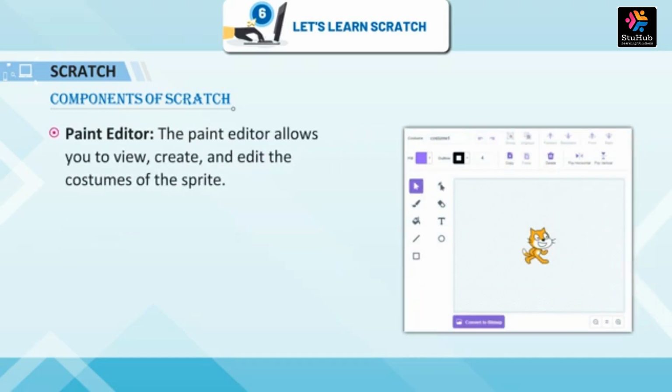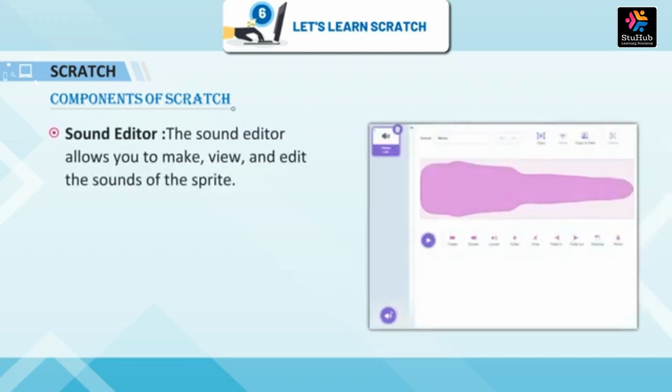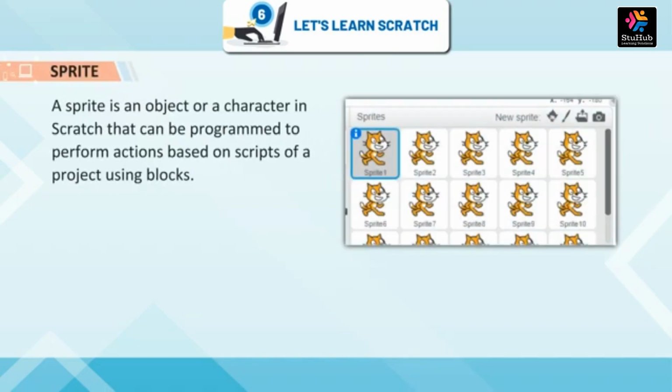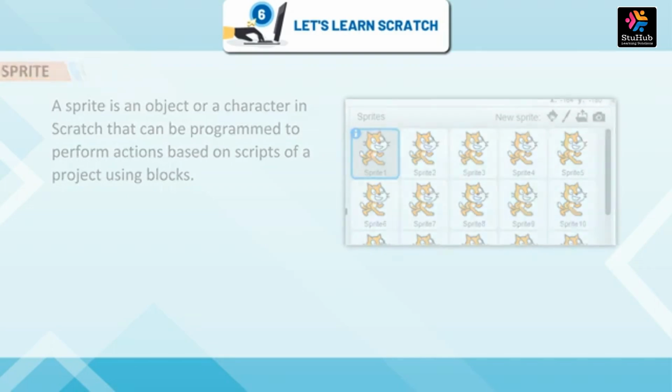Paint editor. The paint editor allows you to view, create, and edit the costumes of the sprite. Sound editor. The sound editor allows you to make, view, and edit the sounds of the sprite. Blocks. Blocks are puzzle piece shapes that are used to create code in Scratch. A series of connected blocks is called a script. Sprite. A sprite is an object or a character in Scratch that can be programmed to perform actions based on scripts of a project using blocks.